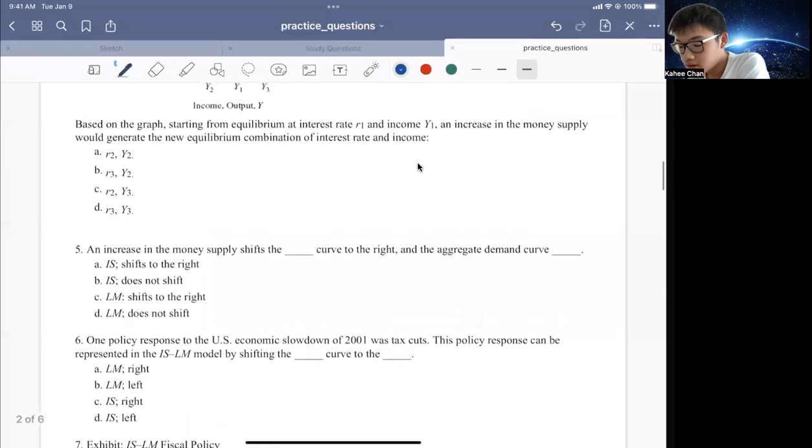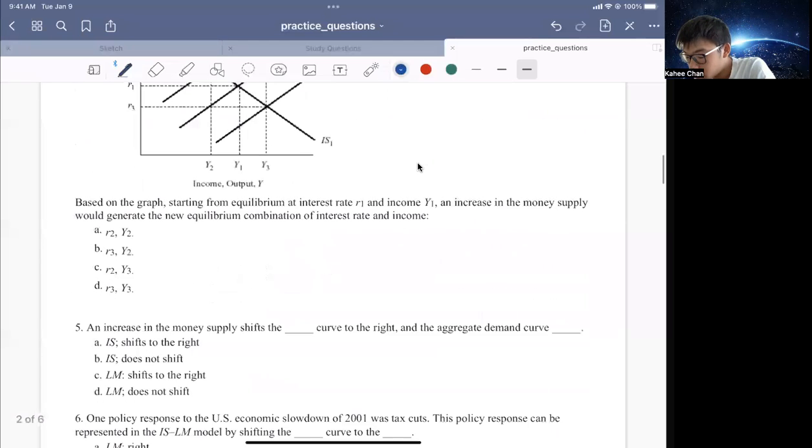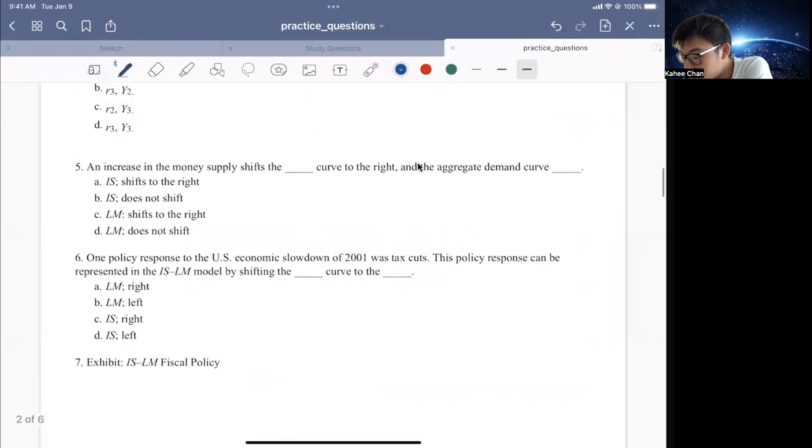Hello, everyone. Today I'm going to talk about the practice questions. I'm going to go from number 5 to the rest. First, I'm going to talk about number 5.